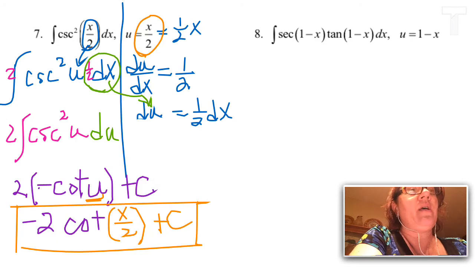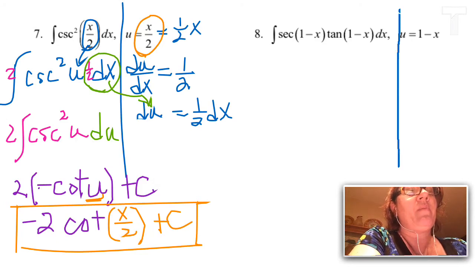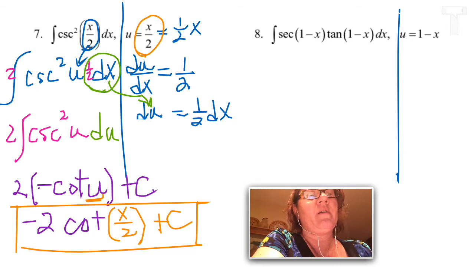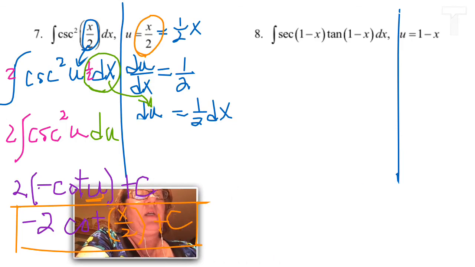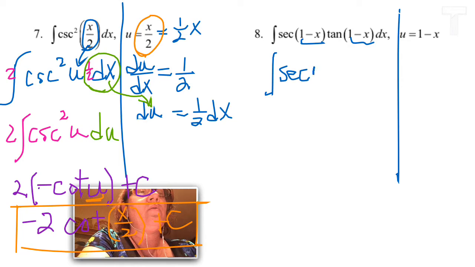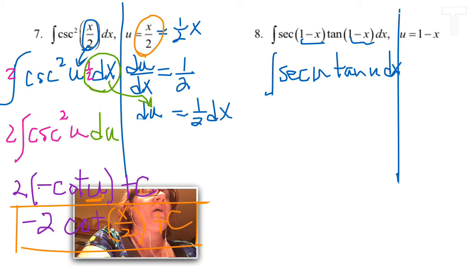Again, they tell me the substitution, but I probably could have guessed that. Whee! Because I have something other than just x after the trig function. So right now I have secant u, tangent u, dx. Oh, I can't have that dx in there, so I'm going to have to work over here on this side.